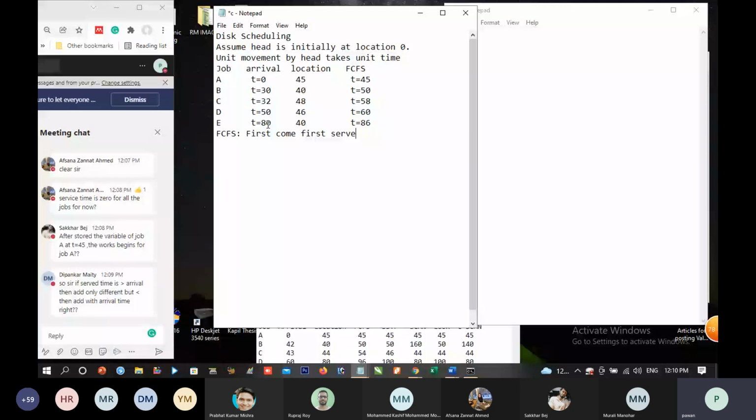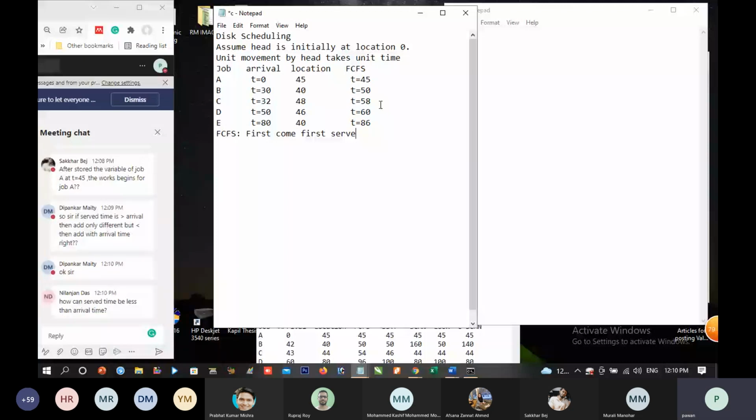Here the difference of 2 is there. We are adding the difference in service time. It is never the case. Serve time can never be less than the arrival time, Nilanjan. It can never be. You show me where it is. Anywhere serve time is less than the arrival time.